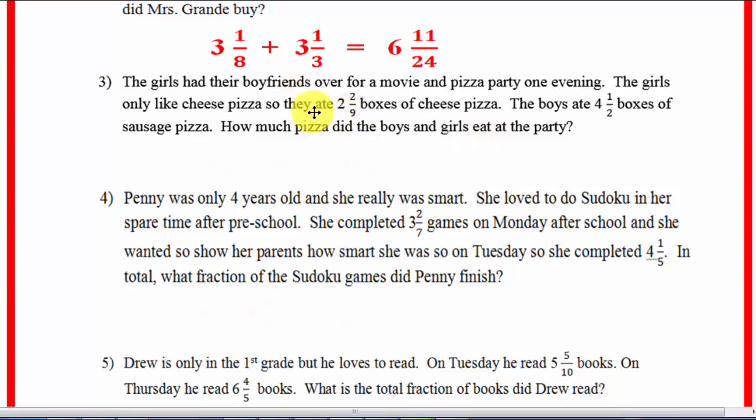Again, same basic logic applies here. Here's the answer. We have 2 2/9, that's what the girls did, plus 4 1/2, that's what the boys did. 4 and 2 is 6. However, we need a common denominator, and you'll see it is 18. How many times does 9 go into 18? Twice. 2 times 2 is 4. And how many times does 2 go into 18? 9 times. So 9 and 4 is equal to 13. So your answer is 6 and 13/18.